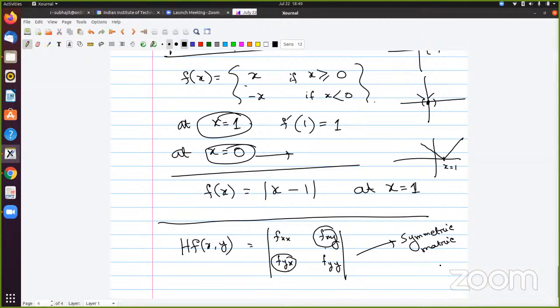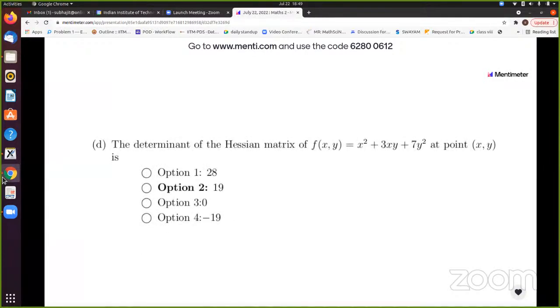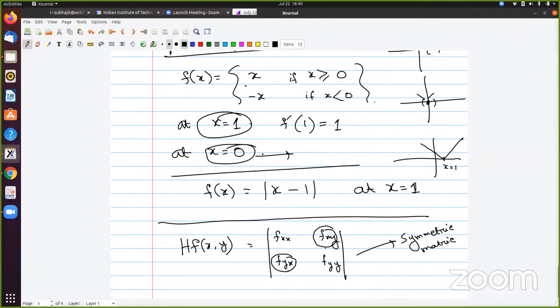Okay. So the definition of the Hessian matrix is clear, I think. There is nothing very fancy here. So just solve this question. What is the determinant of the Hessian matrix of this function? f(x, y) is x square plus 3xy plus 7y square. So let me write.